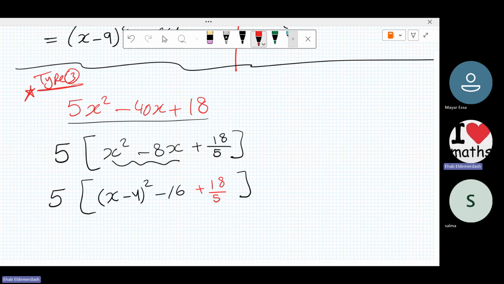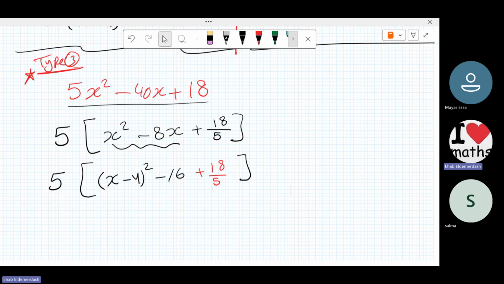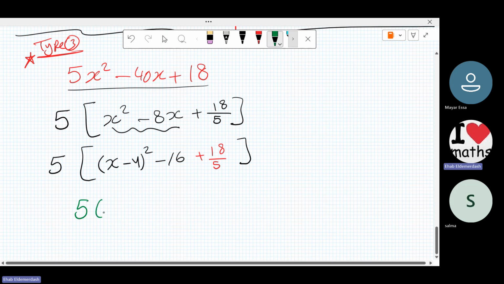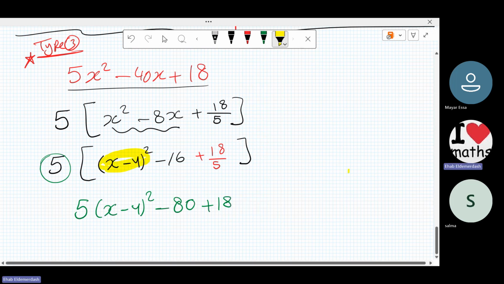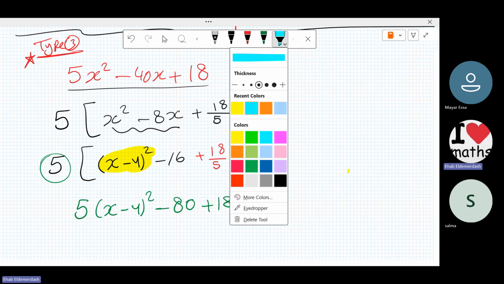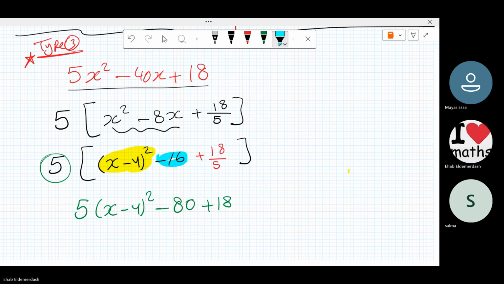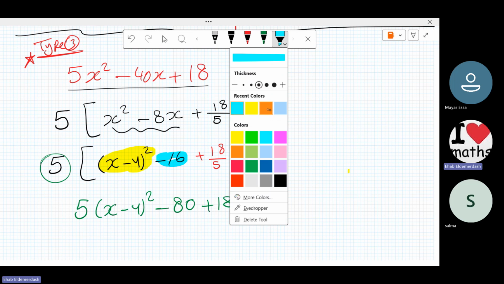Now the 5 will go inside again. Okay, how will the 5 go inside? It will make a multiplication. So it's 5 into (x minus 4) squared minus 80 plus 18, because 5 will be multiplied by 3 different terms. Here inside, I have 3 items. This is the first part, and there is the second part, and here is the third part.